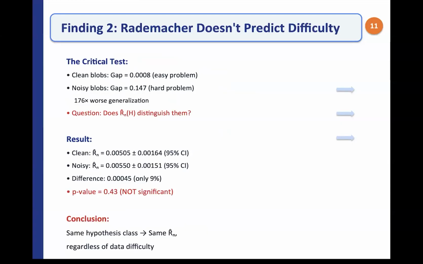Finding two: Rademacher complexity does not predict problem difficulty. For clean blobs, the generalization gap is 0.008, an extremely easy problem. For noisy blobs, the gap is approximately 0.147, 176 times worse. Yet Rademacher complexities are about 0.0505 and 0.0550, only about a 9% difference with overlapping confidence intervals and p equals 0.43. So the complexity measures barely move while the gaps explode.